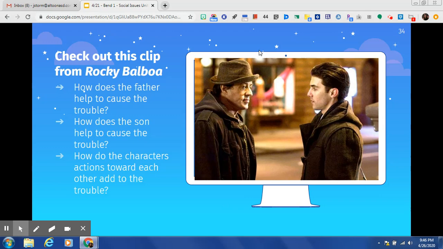And you can see in the beginning, Rocky's listening to him. He lets him get his frustration out. So I would think that one way that Rocky is causing the trouble is because he has this in him that he wants to get out, and he doesn't realize how this is going to affect his son. And his son gets his frustration out, tells his dad, and Rocky listens. And you can see that he is physically upset by this.